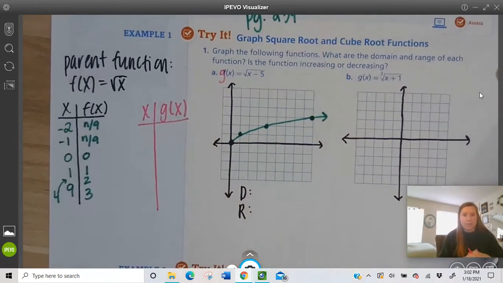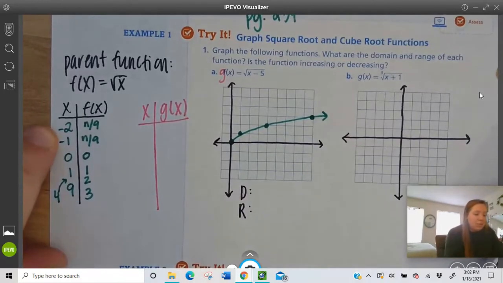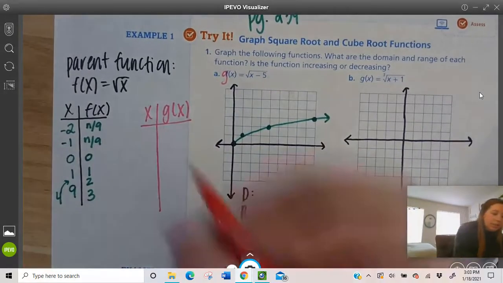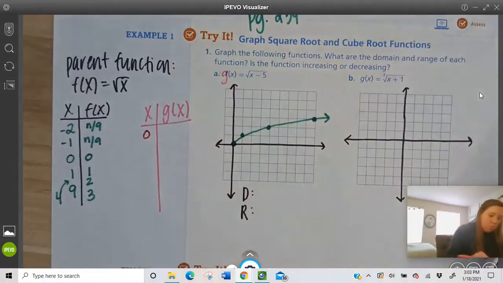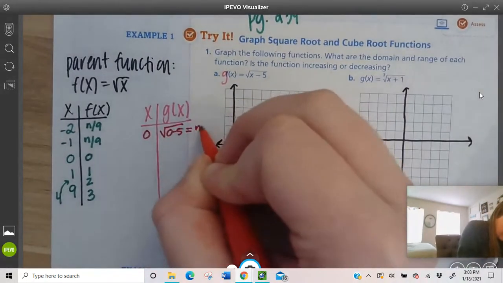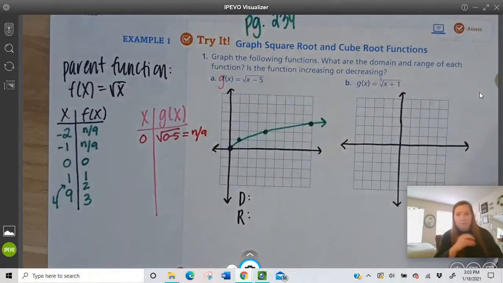But again, we are allowed to pick any x values that we want, but we want to make smart choices here. So if I did -2, -2 minus 5 is -7. And if I take the square root of that, it's still not going to work. So let's start our table with 0. What happens when I take the square root of 0 minus 5? That is just the square root of -5. That's not going to show up on our graph.